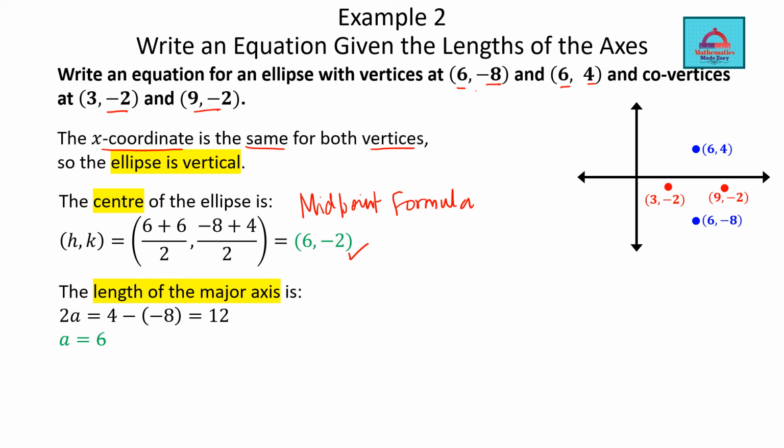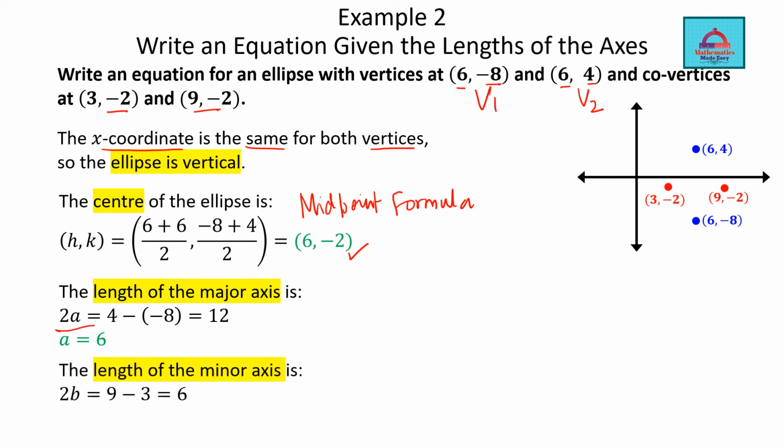Here this is V1, this is V2. If you calculate the distance between them using the distance formula, you will get 12 units, because the x coordinate 6 minus 6 is going to give you 0. Only the distance from negative 8 and 4 matters. So the distance gives you the length of the major axis, and so you have your value of a. Similarly, b in this question is 3. You get it from the other coordinates, which are (3, -2) and (9, -2).